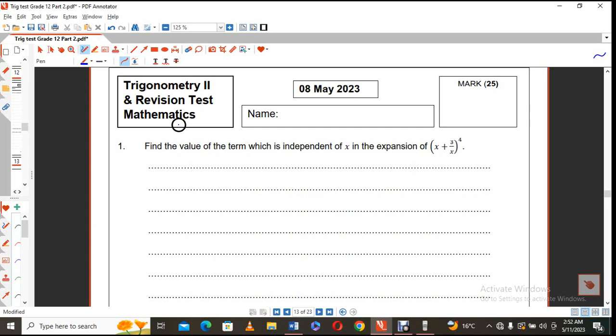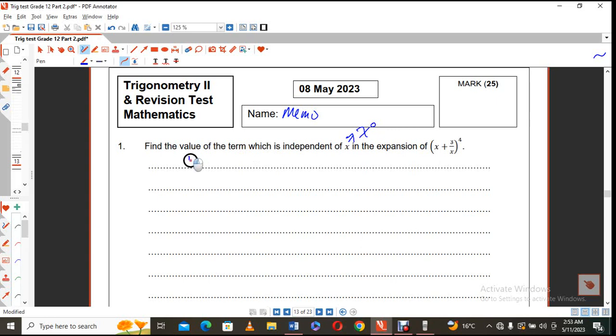Okay, so the first question says find the value of the term which is independent of x in the expansion of (x + 3/x) all raised to the power 4. What is important perhaps is this: when it says the value of the term which is independent of x, that is a constant term, so that's x raised to the power of 0. It's quite an important step for us to know.